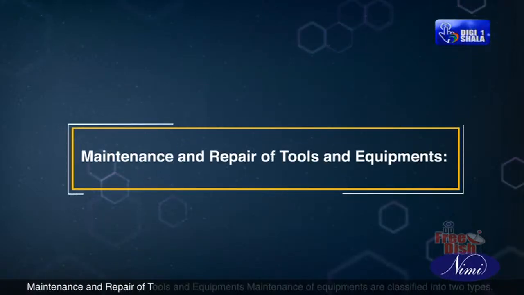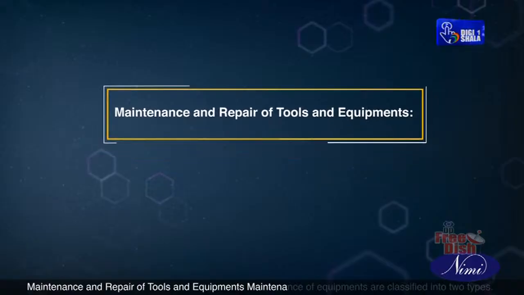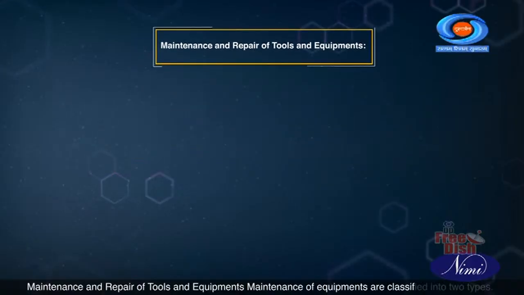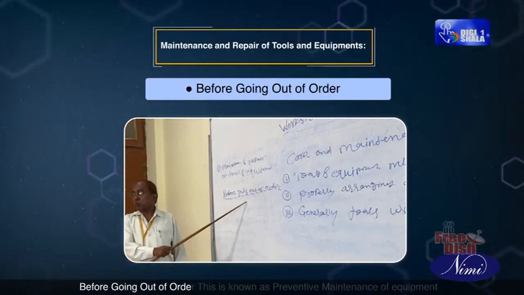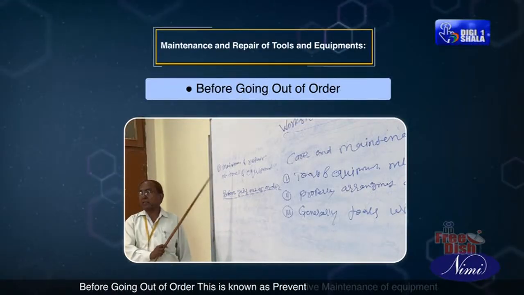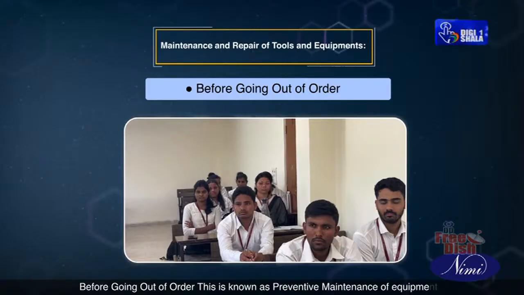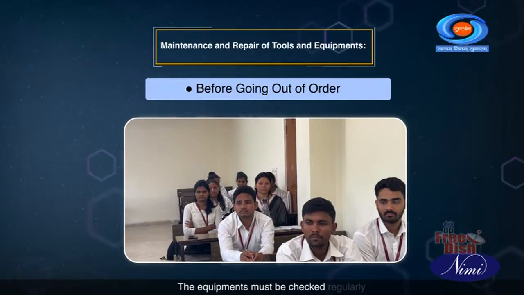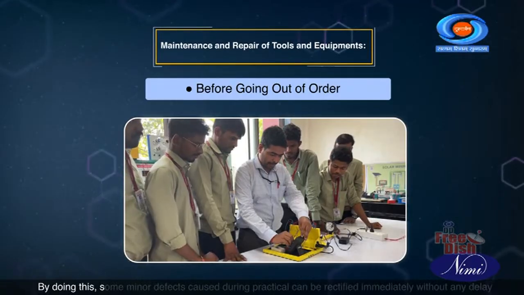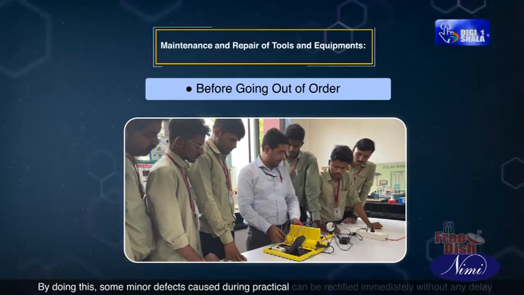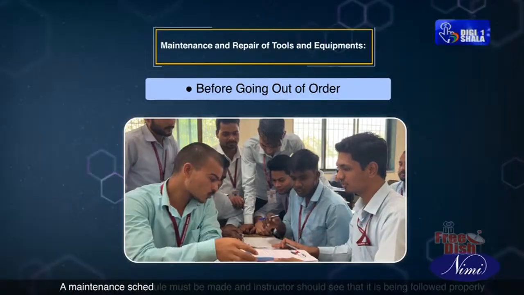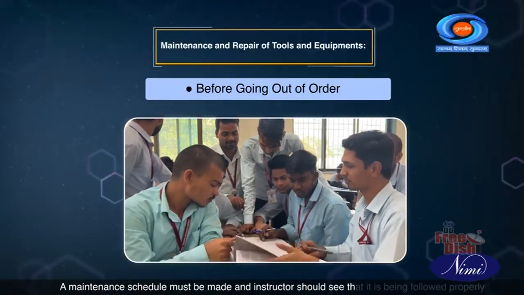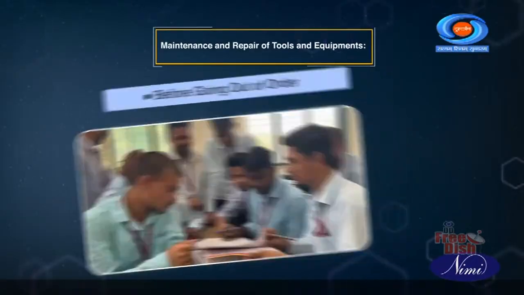Maintenance and repair of tools and equipments. Maintenance of equipments is classified into two types. Before going out of order: this is known as preventive maintenance of equipment. The equipments must be checked regularly. By doing this, some minor defects caused during practical work can be rectified immediately without any delay. A maintenance schedule must be made. An instructor should see that it is being followed properly.